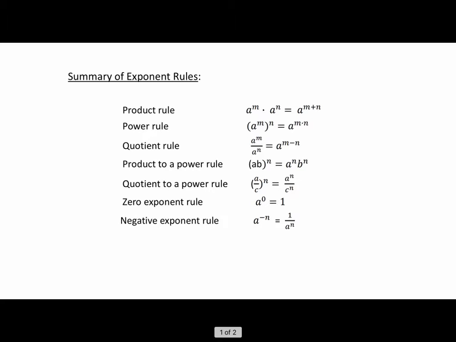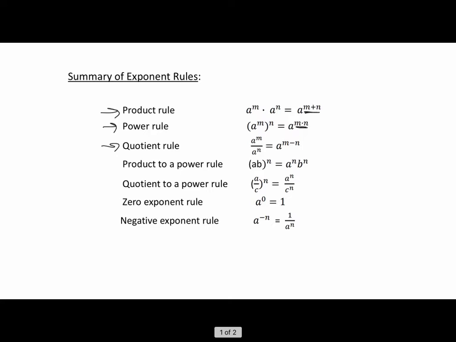Okay, so a summary of the exponent rules that we have. We already talked about before the product rule. When you multiply the same base, then you're going to keep that base and you're going to add the exponents, right? The power rule, if you have a base raised to a power raised to another power, multiply those powers together.